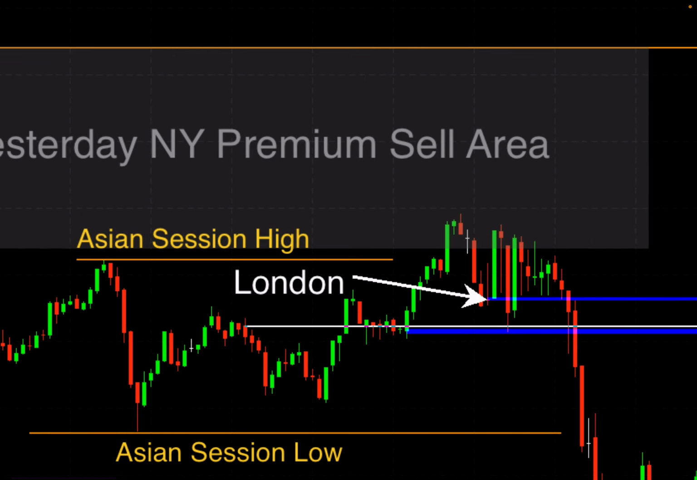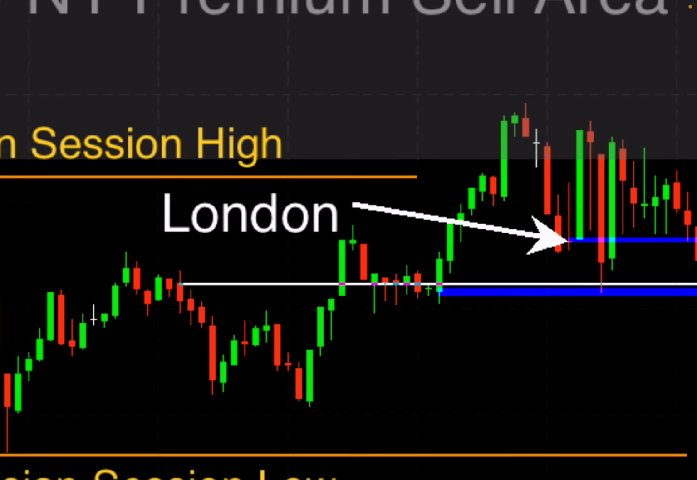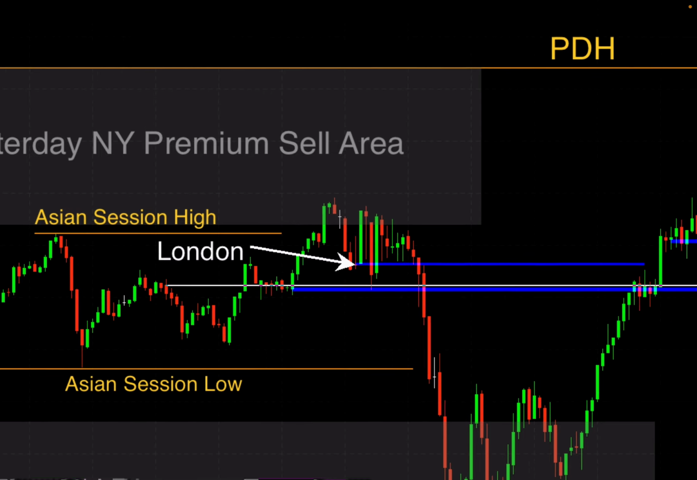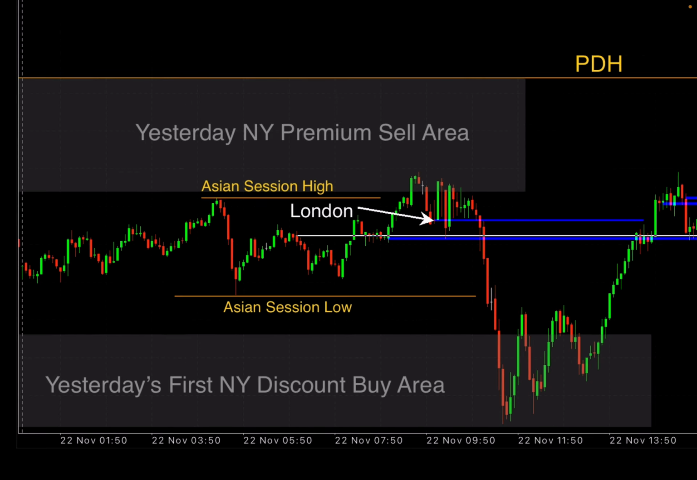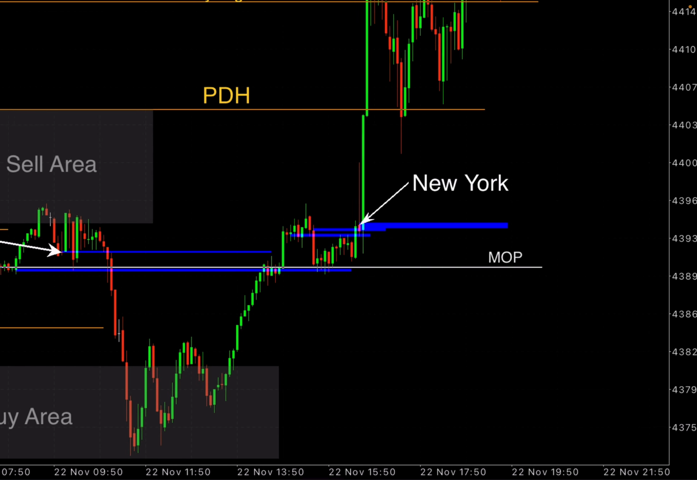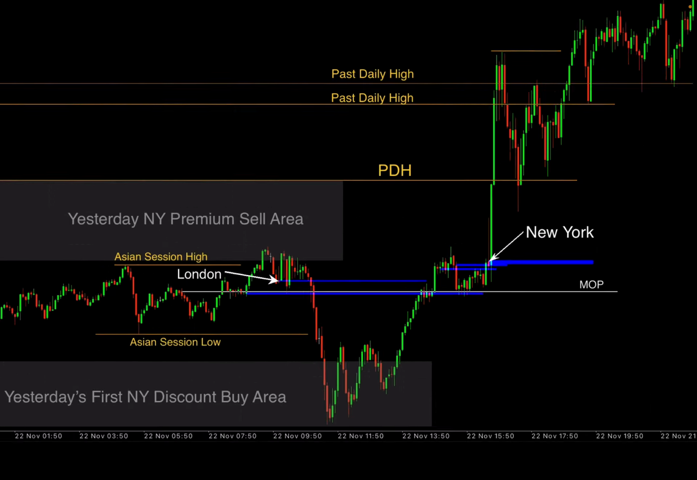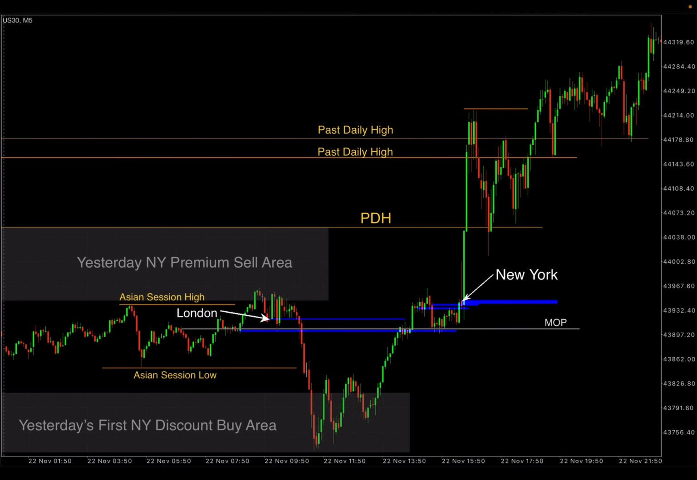same here. So pre-London here pushes up, takes the Asian session high. This is a sell area. The London opening continues that sell all the way down into a discount buy area. Then they buy. And because it's on the mop at around the time of the New York opening, they can continue to buy from the New York opening. So you don't get any retest on that day.